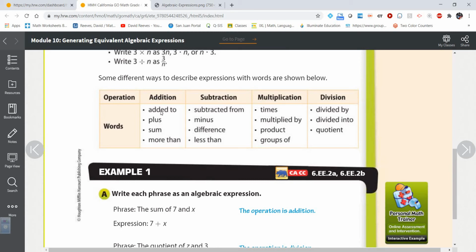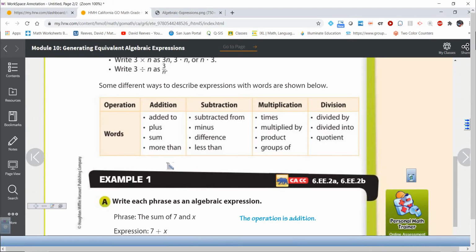Sum, more than, plus, added to. Subtraction: subtracted from, minus, difference, less than. Multiplication is there. I'm not going to read them all off. And division. Now, there's something very important that you should know. Addition and multiplication are what we call commutative. And what commutative means is the order does not matter, or the order may be changed.